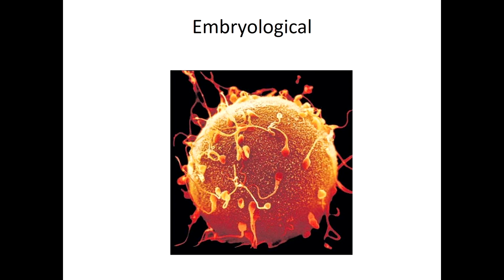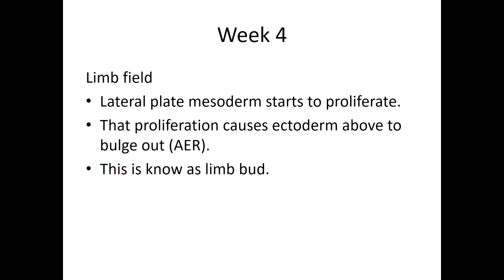What about embryology? How does the hip develop? So at week 4, the limb field, the lateral plate mesoderm, starts to proliferate. And the proliferation causes the ectoderm to bulge out, and that is called the apical ectodermal ridge, and this is known as the limb bud.